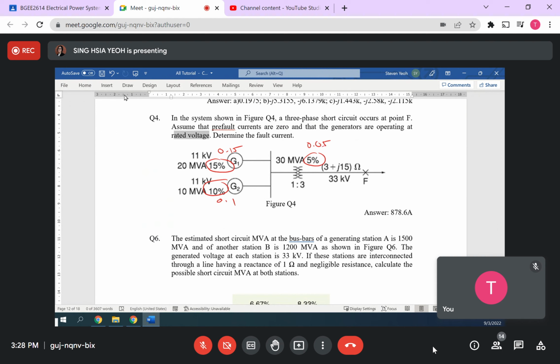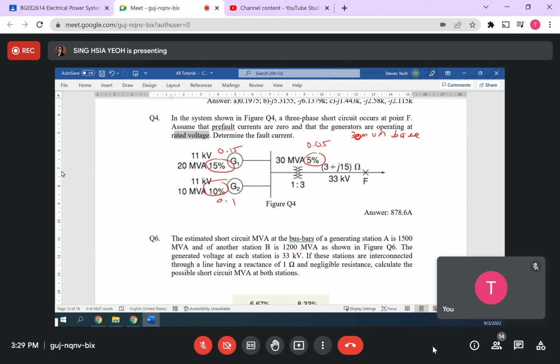Then I understand that they didn't tell you the base for the power, right? So actually, if not a question like this, that means you can set anything to be the baseline. So they set 30 MVA. Okay, they set 30 MVA as the base. So can you do it now? But of course, in the exam, I will fix the base value. So this one they set 30 MVA as a base.